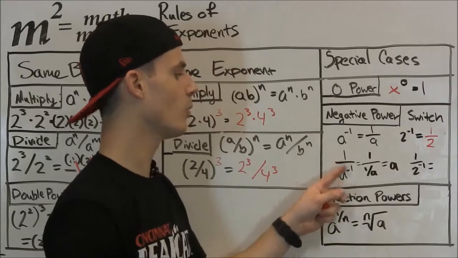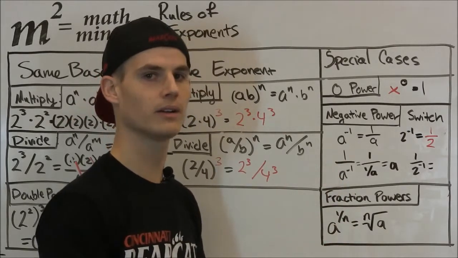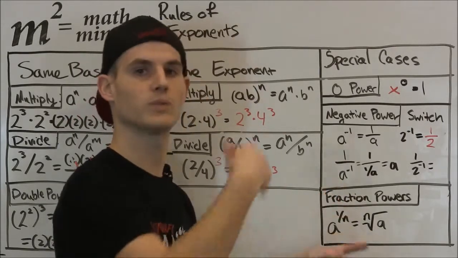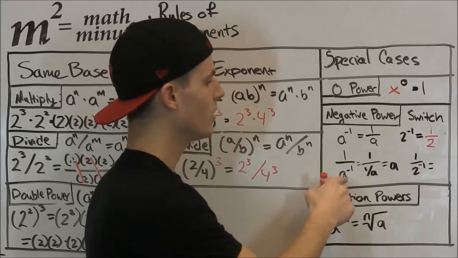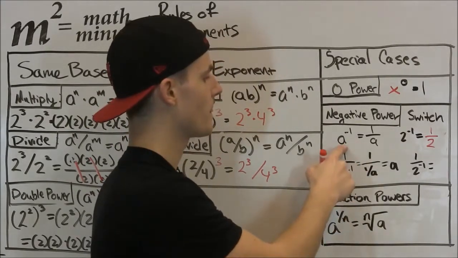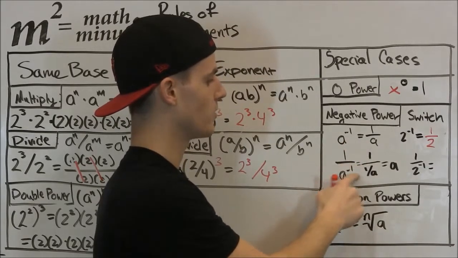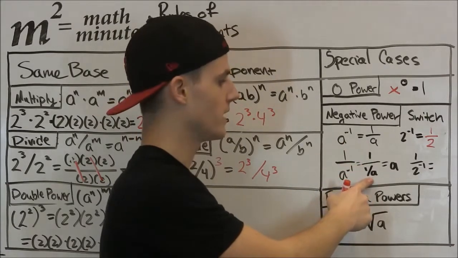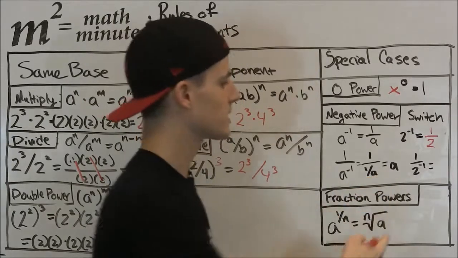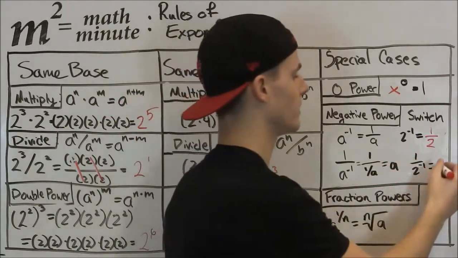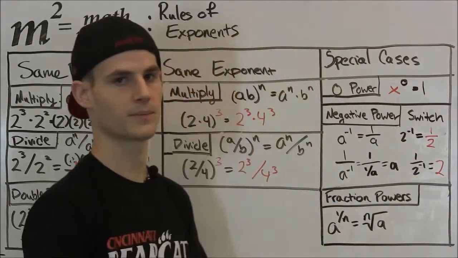Now, if we have 1 over something to a negative power, which is in the denominator, we'll switch that to the numerator, and this is why. We just showed from this that a to the negative 1 power is 1 over a. So this is just 1 over 1 over a, which equals a. So in this case, if we have 1 over 2 to the negative 1, that's just going to equal 2.